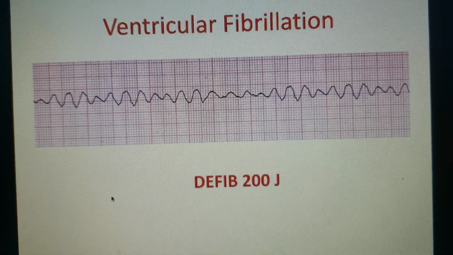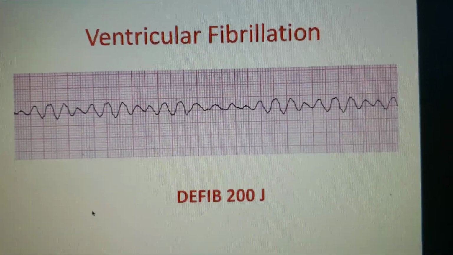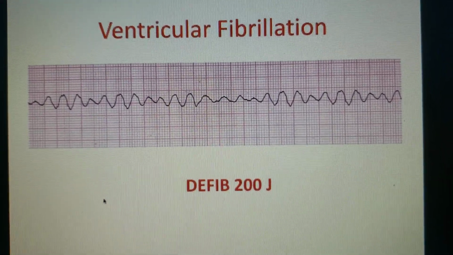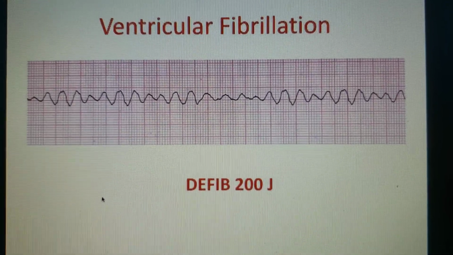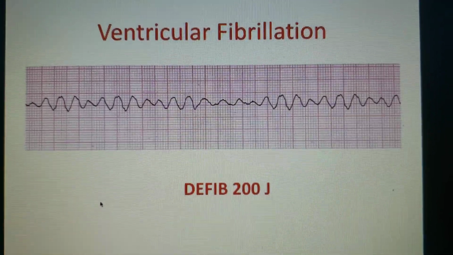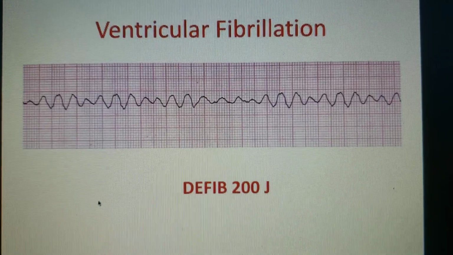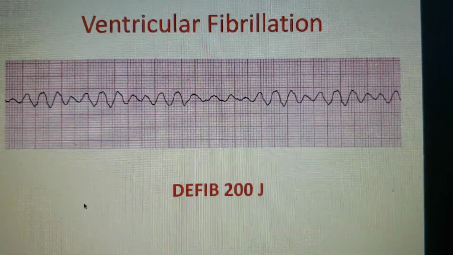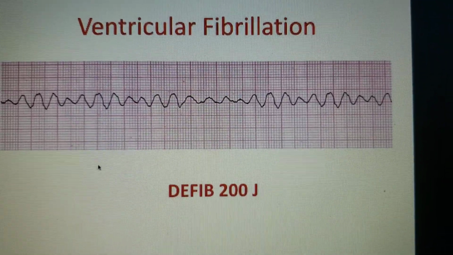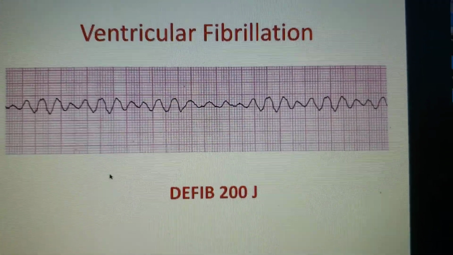We have VTAC with a pulse and VTAC pulseless. They can go into VTAC and just have VTAC, which we have medications and cardioversion that we can do for that. But what we don't want is them to lose pulses, because now they're in cardiac arrest. We have to work a lot harder. Okay, but that's VTAC.